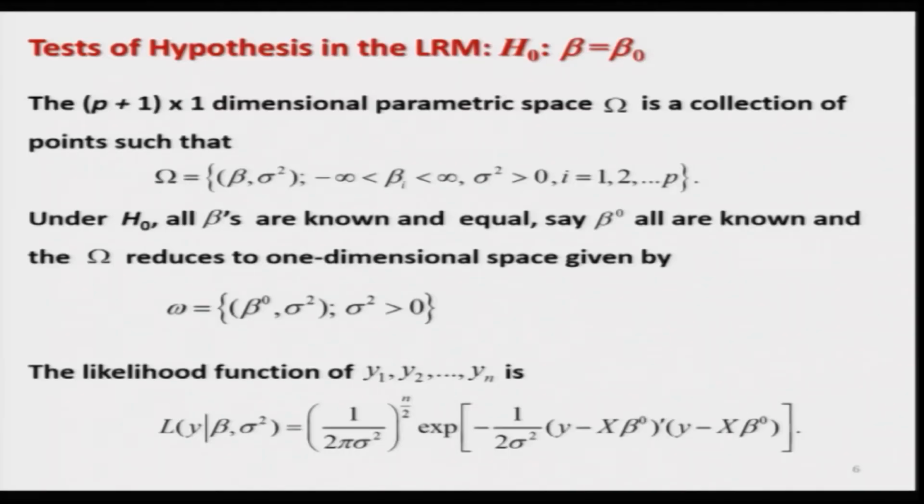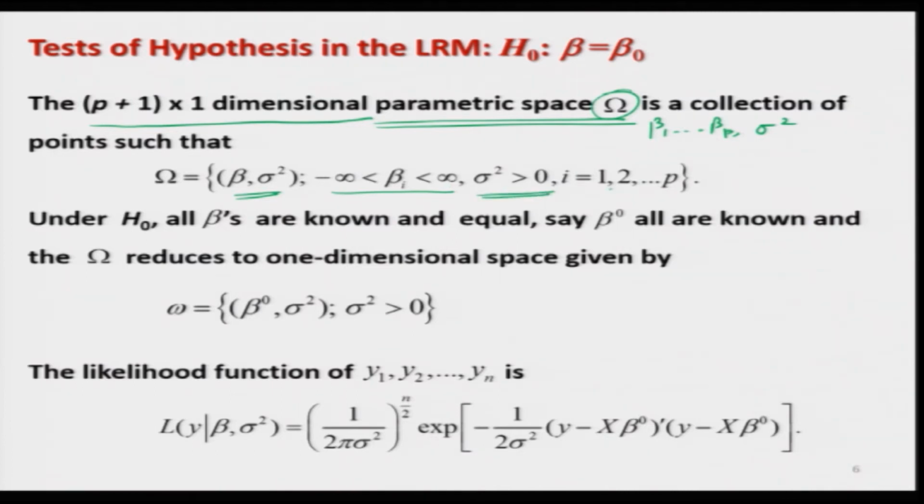Okay. First I define the parametric space, capital omega. The parameters are beta 1, beta 2, up to beta p, and sigma square. So there are altogether p plus 1 parameters. This parametric space, indicated by capital omega, is a p plus 1 dimensional space, a collection of points related to beta and sigma square, such that beta i lies between minus infinity and plus infinity, and sigma square is greater than 0, for all i from 1 to p.